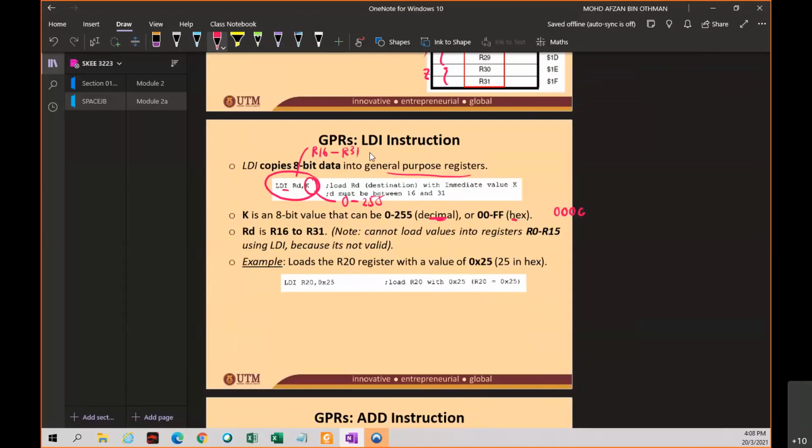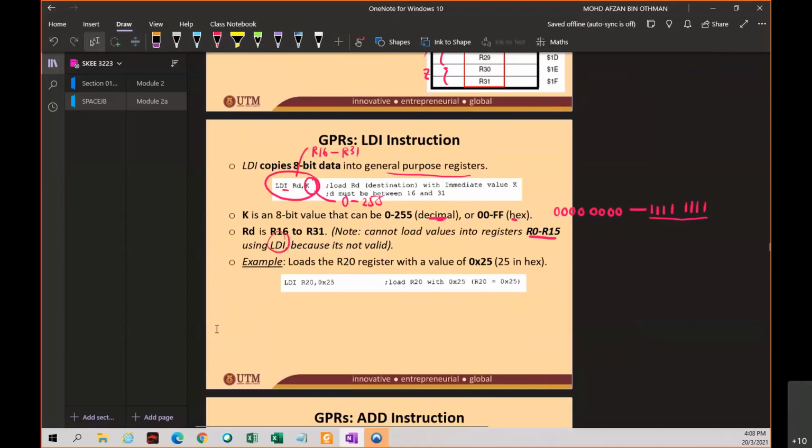Okay, so this K here kenalah daripada value 0 hingga 255 dalam decimal, or 00 hingga FF in hexadecimal, ataupun 00000000 hingga 11111111 in binary number. Kenapa? Sebab this is 8-bit. Okay, your general purpose register is 8-bit, so kena 8 bit lah. Okay, setiap nombor ni kena 8 bit. So that's why the maximum number is 255. Okay, macam yang saya kata, RD is from R16 to R31. Okay, you cannot load value into register R0 to R15 using LDI because it is invalid.